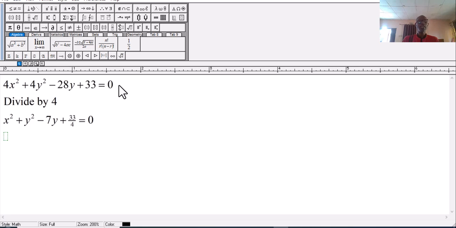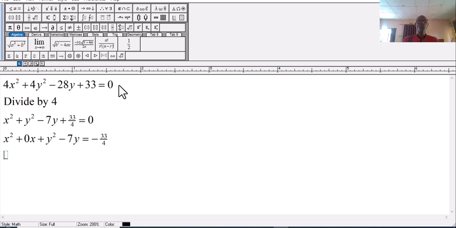So the x squared term and the x term, collect them together on one side of the equation. The y squared and the y term, bring them together. The one that is constant, take it to the right hand side of the equation. So we have x squared plus 0x, but the coefficient is 0, and 0 times x will give you 0. So we also have y squared minus 7y equals minus 33 over 4.